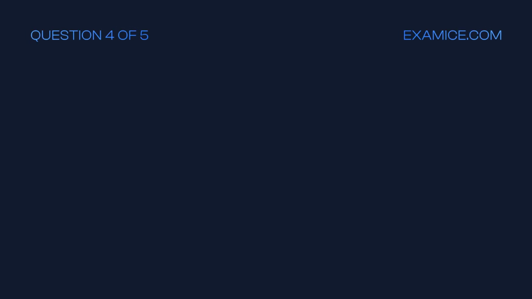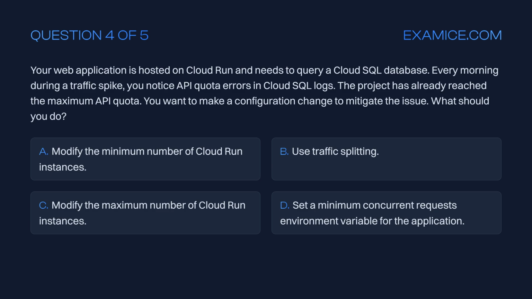Question 4. Your web application is hosted on Cloud Run and needs to query a Cloud SQL database. Every morning during a traffic spike, you notice API quota errors in Cloud SQL logs. The project has already reached the maximum API quota. You want to make a configuration change to mitigate the issue. What should you do?